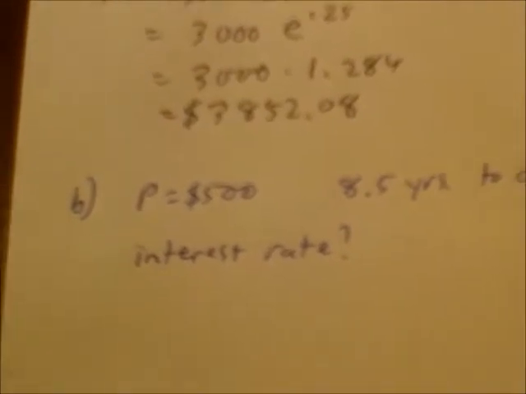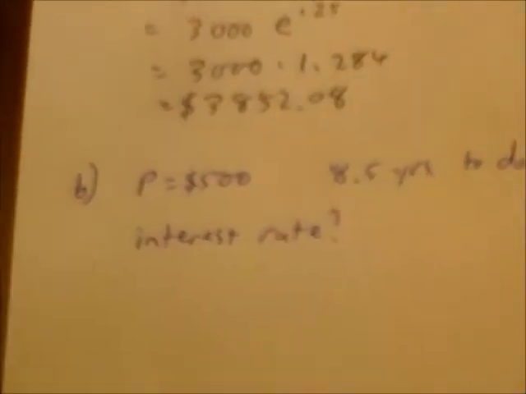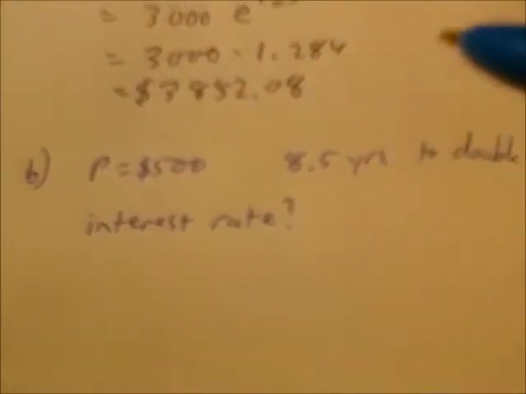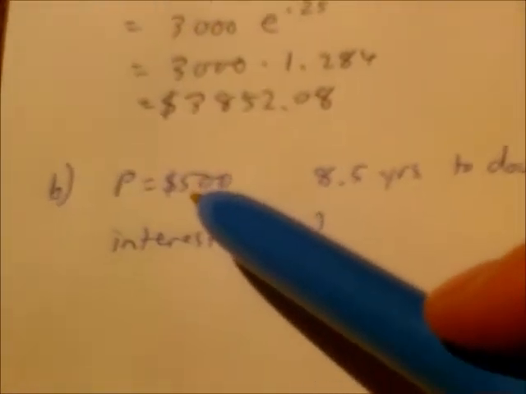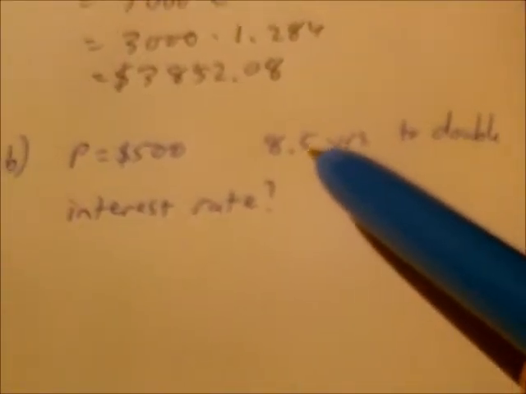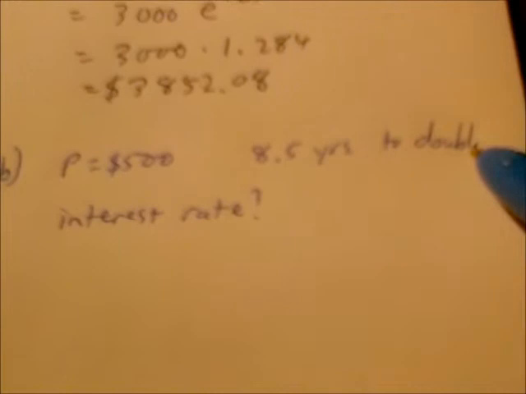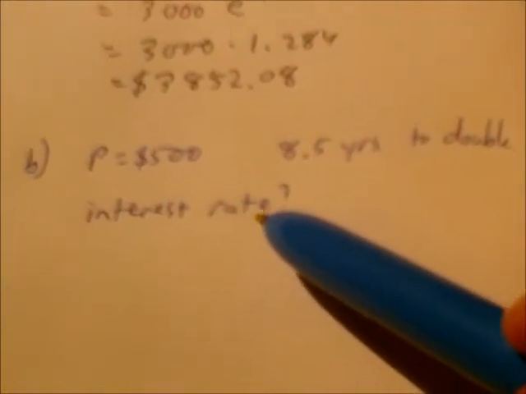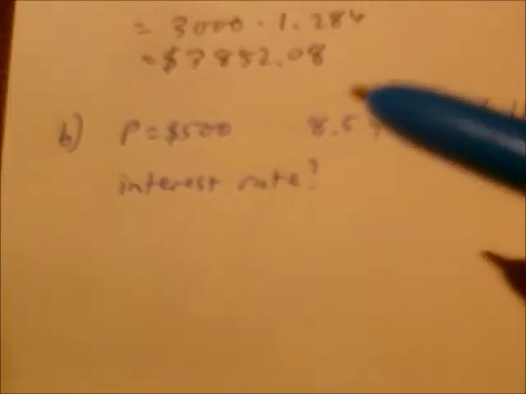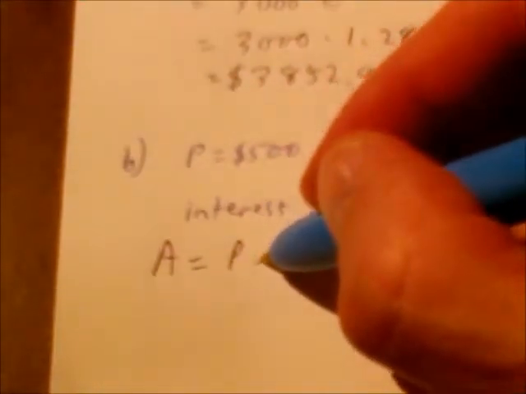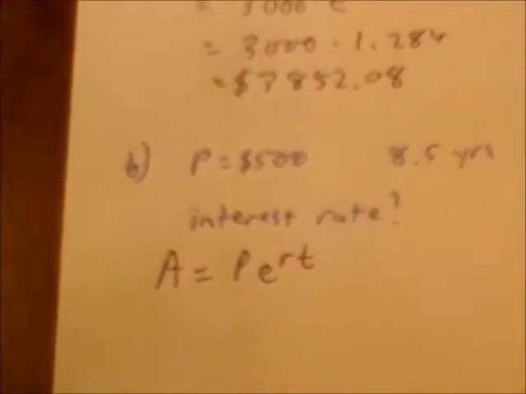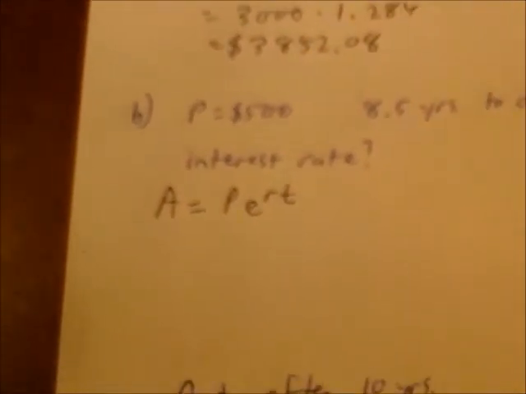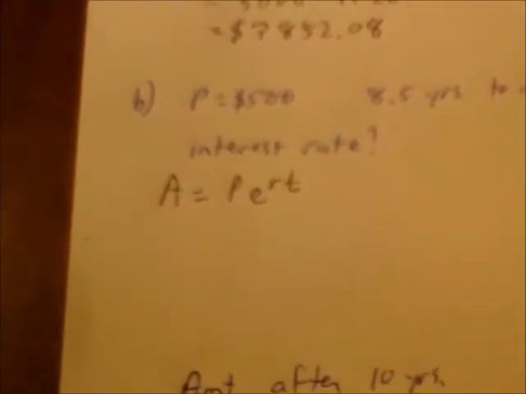Okay, same table, same formula, different numbers though, and different missing pieces. So we're going to start with $500, and it says it'll take 8.5 years to double. Find the interest rate. It's the same thing, we use the same formula. So we start with A equals P e to the rt. And feel free, obviously, to pause the video anytime you need to so that people can catch up.